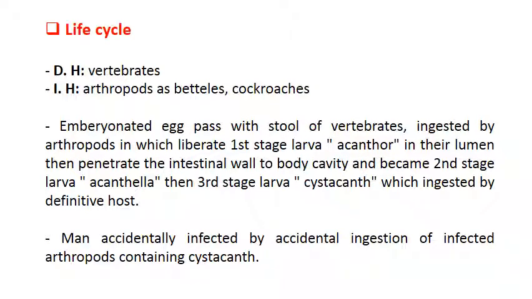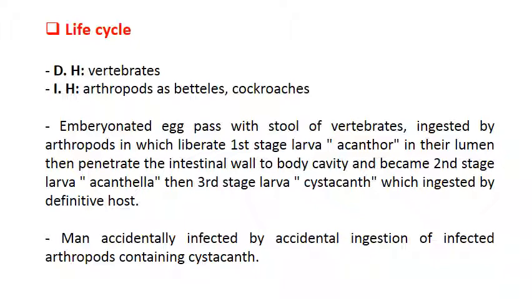After taxonomy and the morphology of adult, egg and larva, let's talk about the life cycle of Acanthocephala. The definitive host is vertebrates, and intermediate hosts are arthropods such as beetles and cockroaches. After the embryonated egg passes with the stool of vertebrates and is ingested by arthropods, the first stage larva, acanthor, is liberated in their lumen, then penetrates the intestinal wall to the body cavity and becomes the second stage larva, acanthella, then the third stage larva, cystacanth, which is ingested by the definitive host.